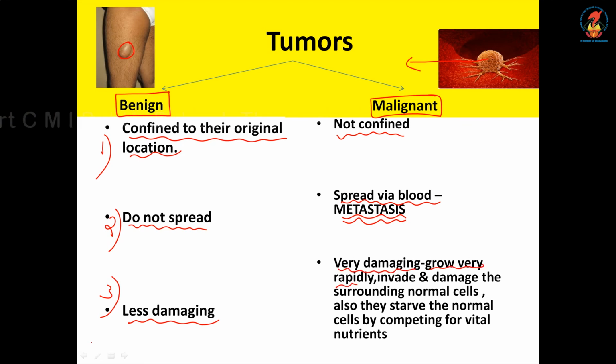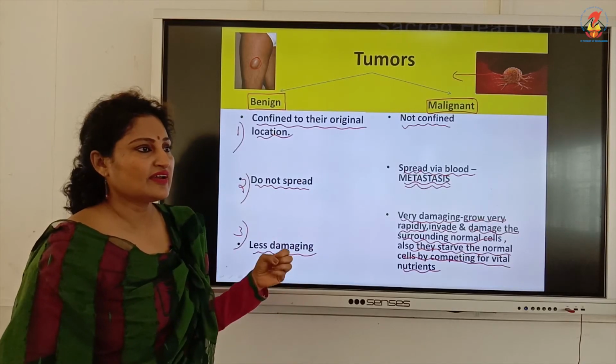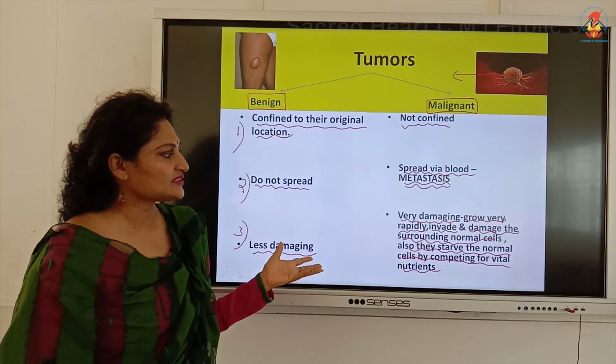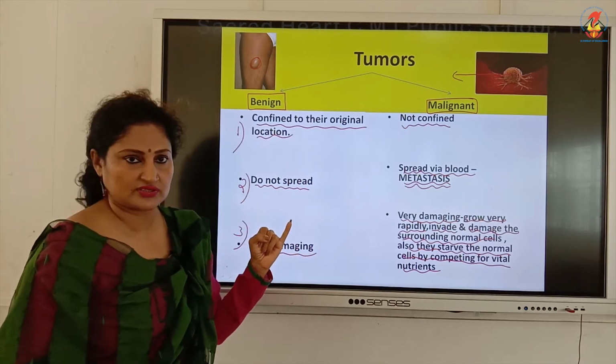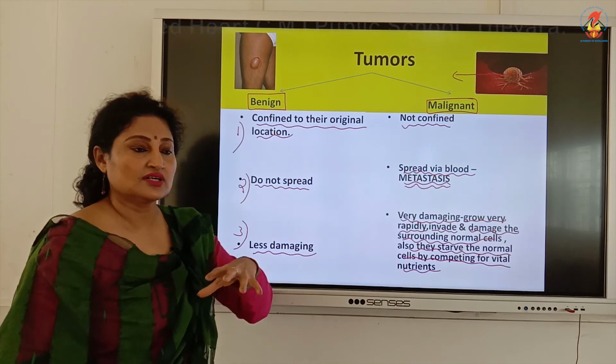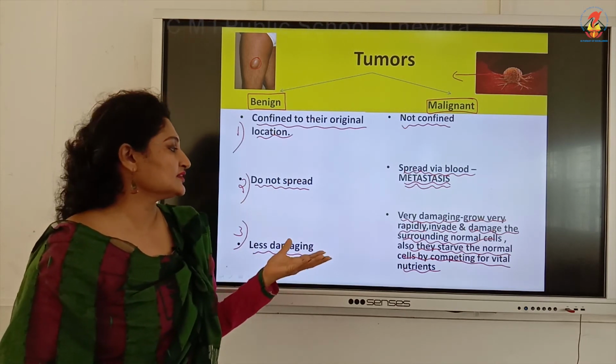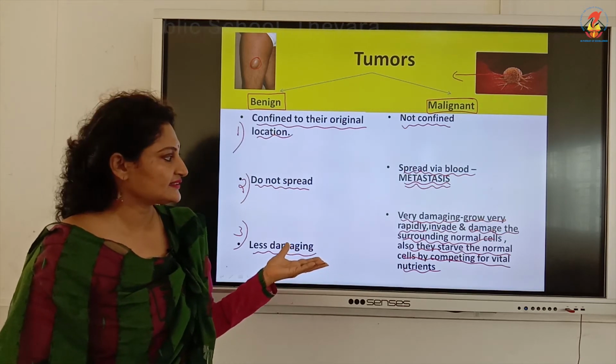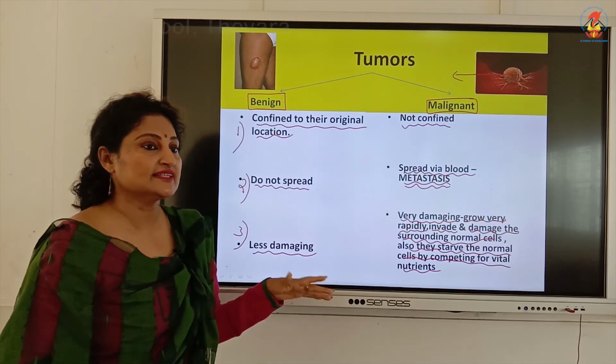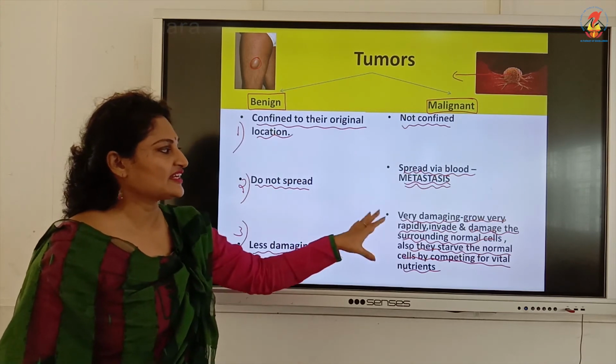That is why it is less damaging, whereas malignant tumors are very damaging. They grow very fast, they invade the neighboring cells and damage them. Also, they starve the normal cells by competing for vital nutrients. So, these cells which spread to distant places via the blood by a process called metastasis are very fatal in the sense of damaging, because they grow very fast, with very rapid growth. Not only that, they spread and damage the neighboring normal cells, and also they starve the normal cells of vital nutrients. So that's why they are very damaging.